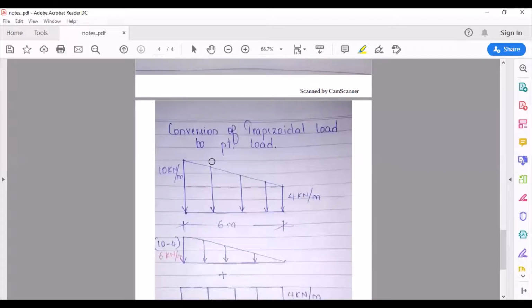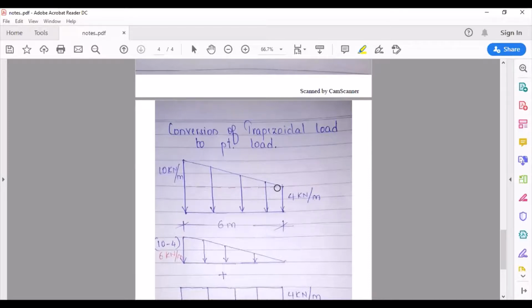Now see, in this diagram there is a trapezoidal type of loading. The base length is 6 meters. The higher end of the edge has an intensity of 10 kilonewton per meter, whereas the other end has 4 kilonewton per meter. Now I need to convert this trapezoid type of load to a point load.